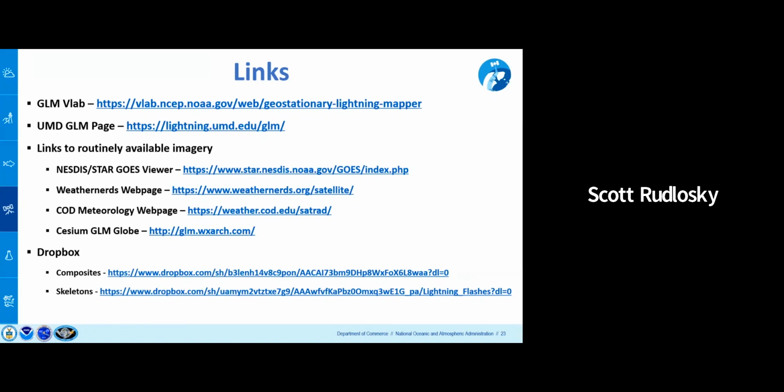And either of those sites, the Weather Nerds or the GOES viewer, they work on your cell phone just as well as they do on a desktop. So you can literally see the GLM data whenever, wherever, in a zoomed in view at that.